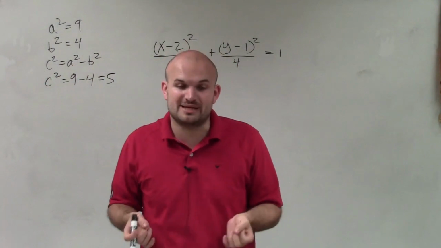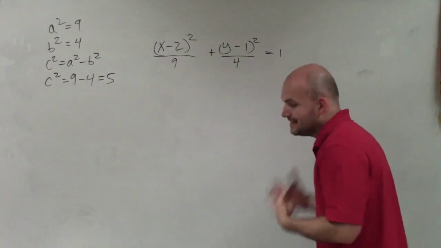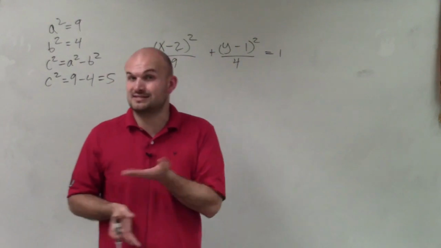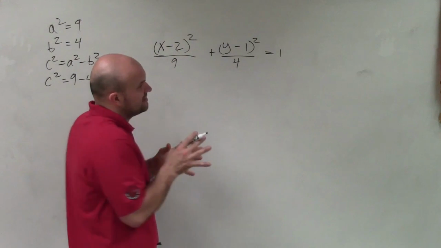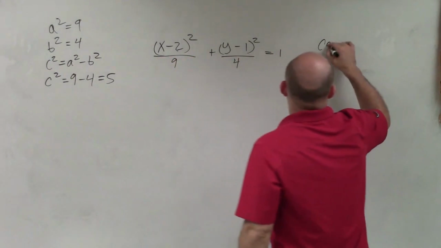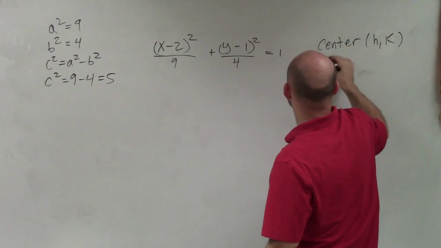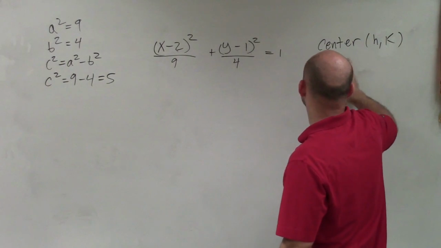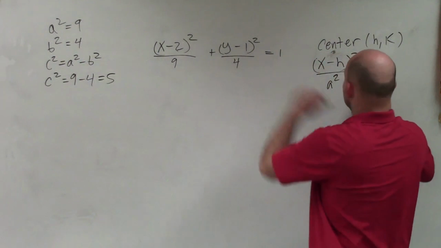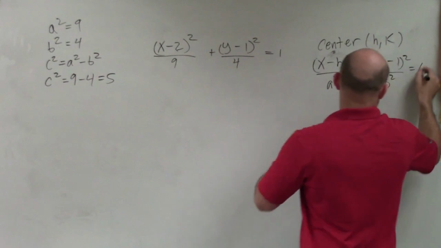And that's going to be very helpful for me to identify how to find the vertices, co-vertices, as well as the foci. The next thing I need to do is identify the center and also identify where my major axis is. Is it going to be horizontal or vertical? Now remember, in the standard form of the equation, my center is always going to be at (h, k). So it's going to be (x minus h) squared over a squared, which in this case is 9, plus (y minus k) squared over b squared, which in this case is 4, equals 1.